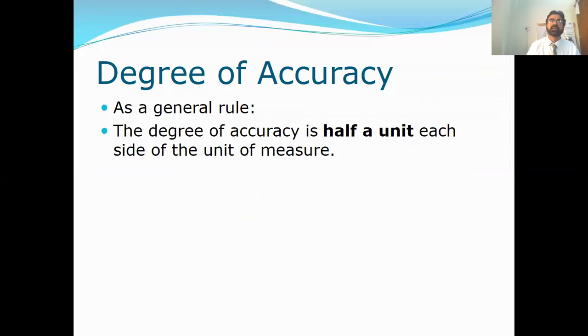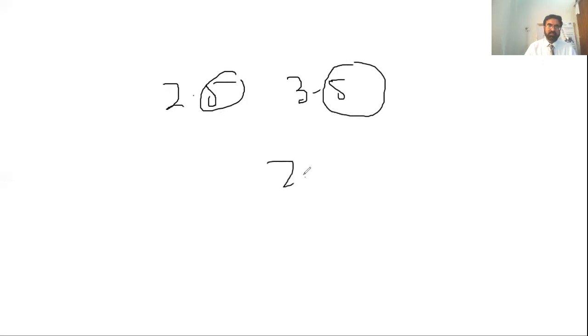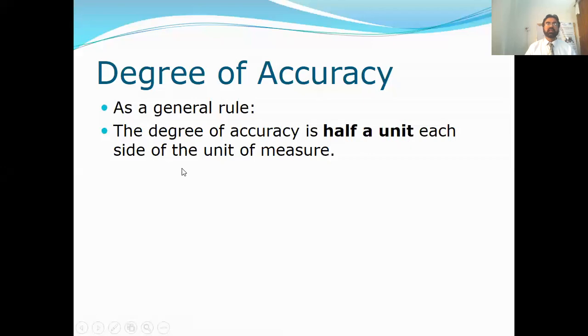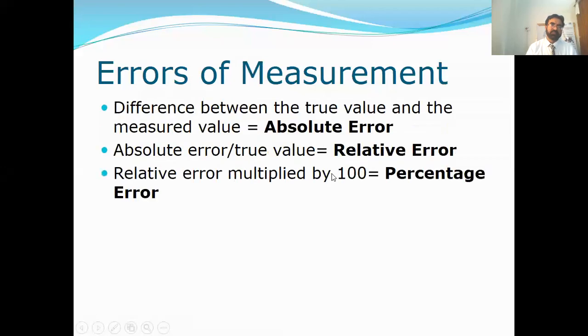Is half a unit each side of the unit of measurement. Another example of this is 2.5 half a unit, 3.5 half a minute, or 7.5 and something like that. Half a unit each side of the unit of measurement.